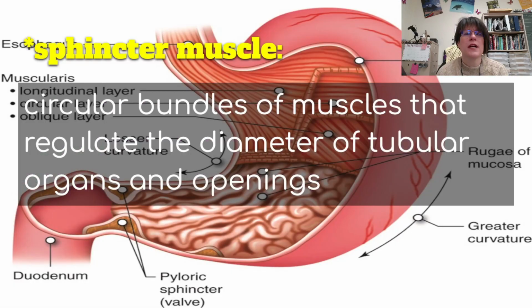One of those types of involuntary muscles, a special type of smooth muscle, are sphincter muscles. The bottom of the stomach here is the pyloric sphincter. They act as valves, and these are circular bundles of muscles that regulate the diameter of tubular organs and openings. So, this pyloric sphincter, the sphincter muscle, will open and close the bottom of the stomach to let food pass into the small intestines.